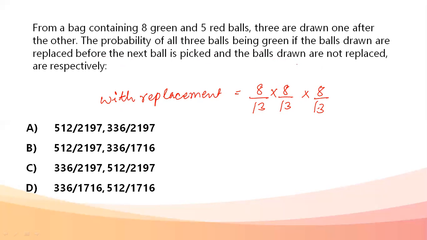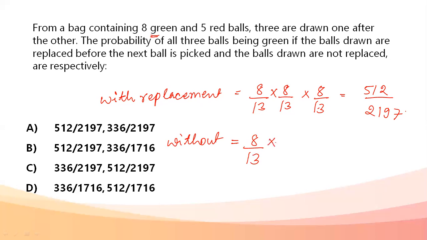Okay, so first I'm going to do the replacement. With replacement, getting one green ball is 8 by 13. Again, because it is replaced, 8 by 13, and 8 by 13, when you do this becomes 512 divided by 2197. Okay, now if we talk about without replacement, the first probability is 8 by 13.